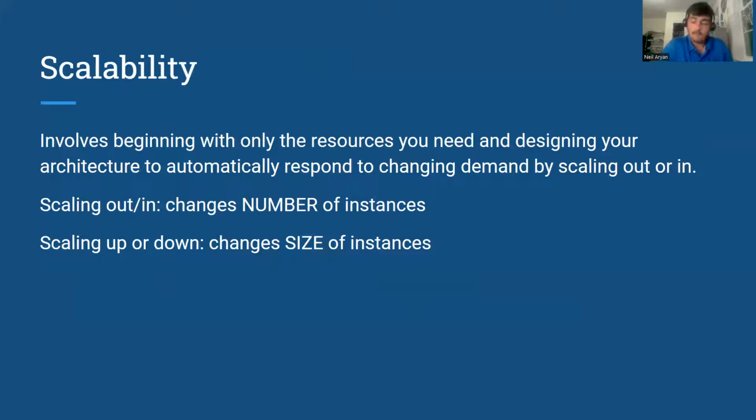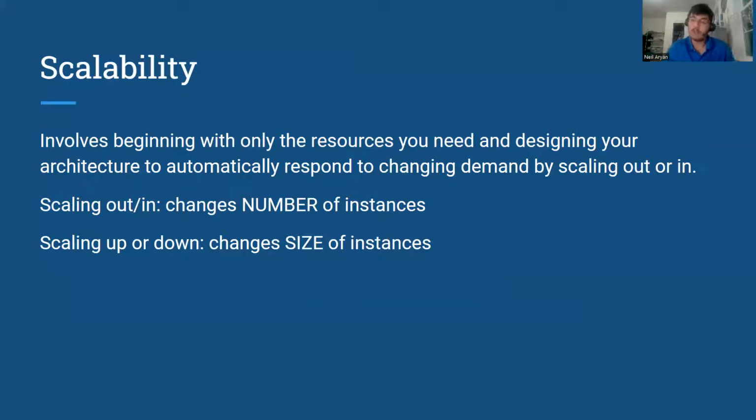So think of it as a fleet of cars, right? In this fleet of cars, you have 2 cars. Now you have 3, then 4, then 5. You're changing the number as you go out. But as you go up or down, you're changing what that car holds. You're changing the size of the instance and the compute power.